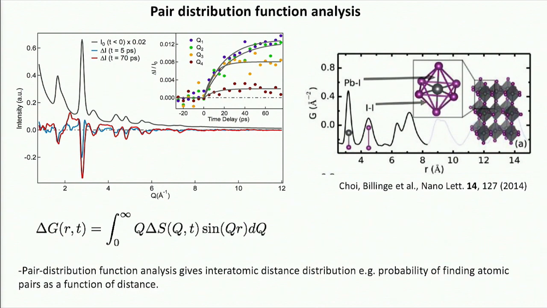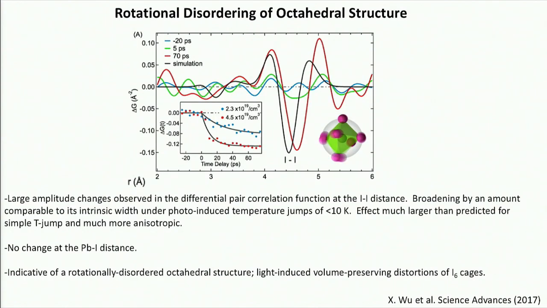So what's happening as a function of time? Well, here's the main result of this measurement, and what you see is a really dramatic structural change, quite surprising. We weren't expecting this at all. There's a very large amplitude dip right at the iodine-iodine bond length, 4.5 angstroms. So this says that we're dramatically washing out those correlations following this optical excitation. In contrast, there's very little change at the lead-iodide distance.